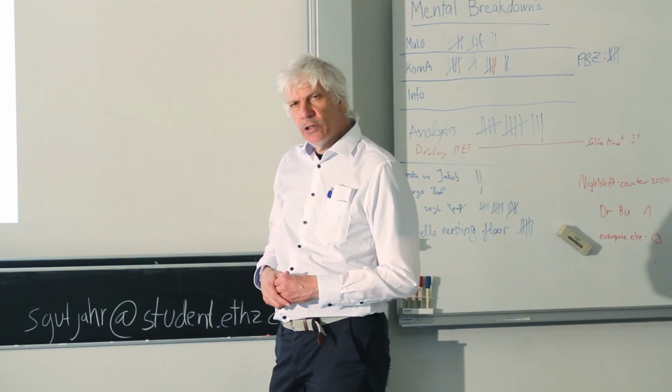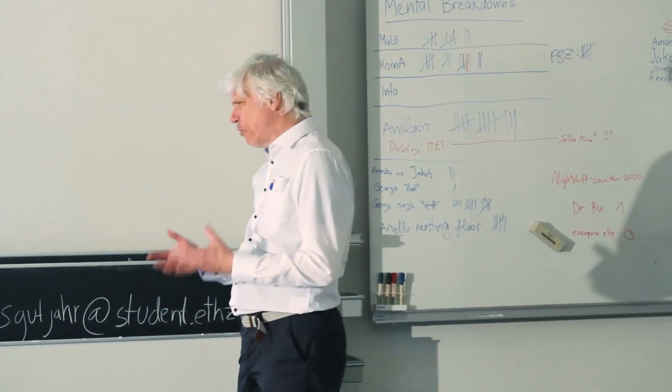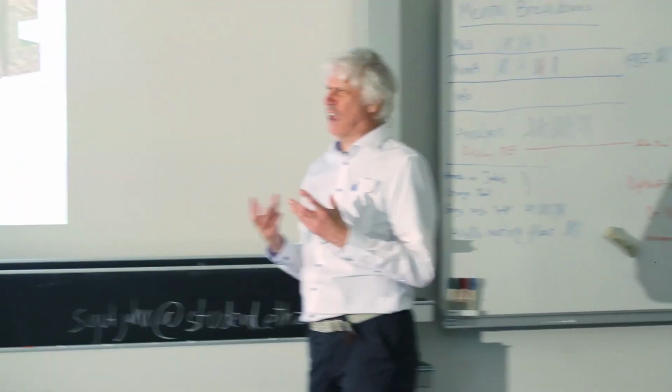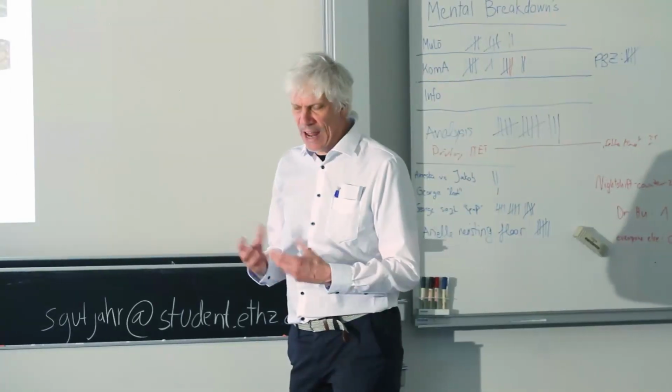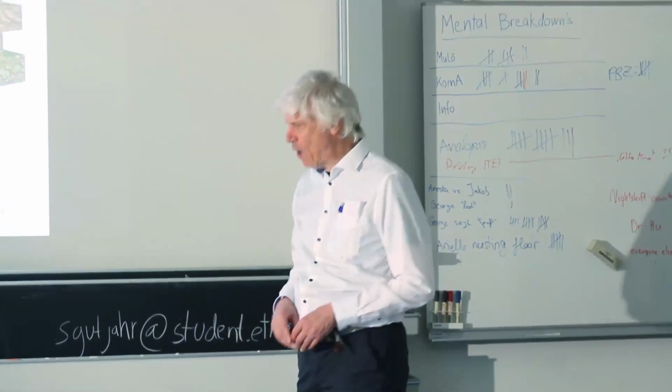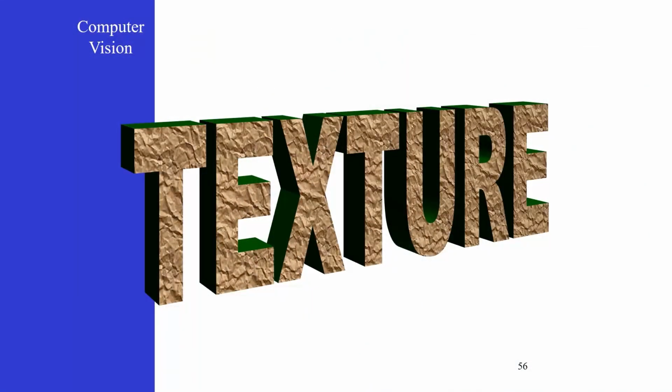So texture is a pattern on the surface. It's difficult to give a general definition of texture actually. People have been struggling with that quite a bit. We won't make an effort to have a nice mathematical definition of it. But probably you have an idea of what texture actually means. It's the pattern on the surface, like this stonish pattern on the wall.